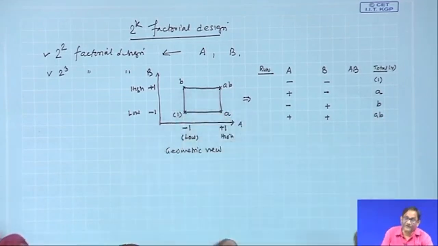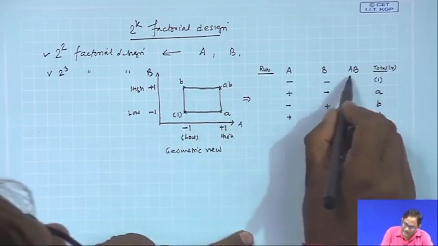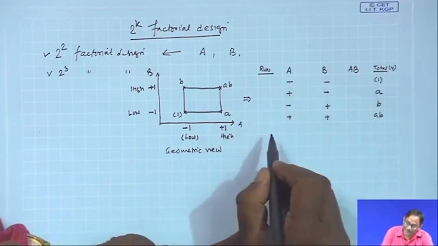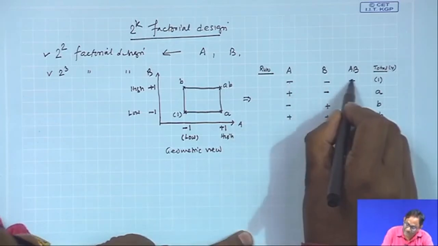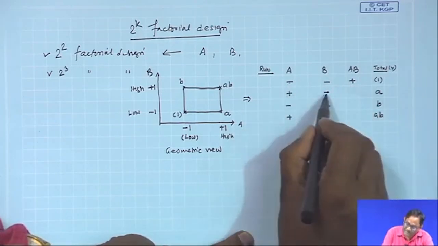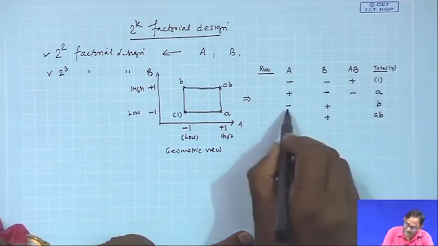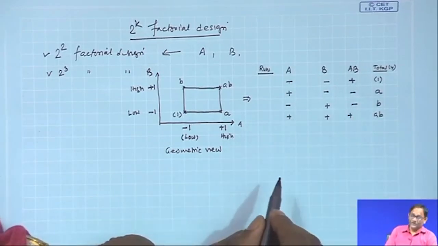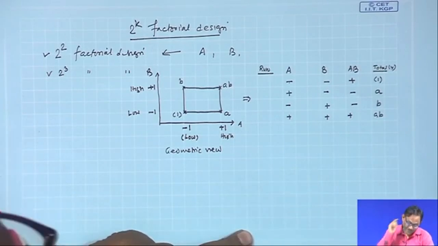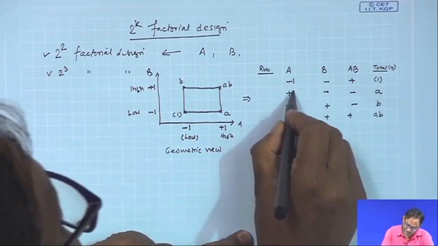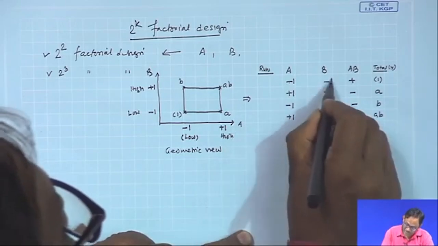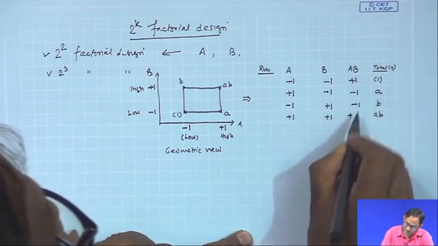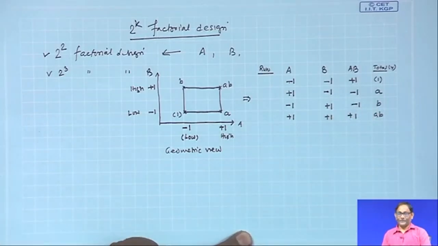So, these are the 4 treatment combinations, and the interaction AB we found out by multiplying the A column versus the B column. If you multiply these 2, this will be plus, minus, minus, plus. So, the design matrix we write here: minus 1, plus 1, minus 1, plus 1, minus 1, minus 1, plus 1, plus 1, plus 1, minus 1, minus 1, plus 1.